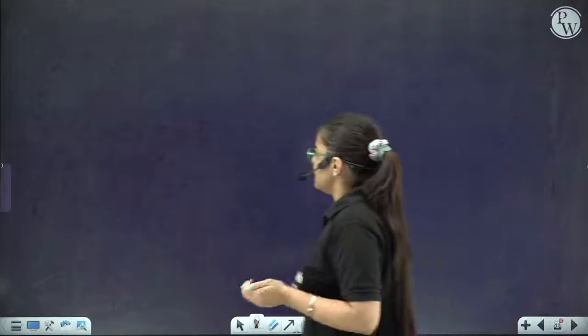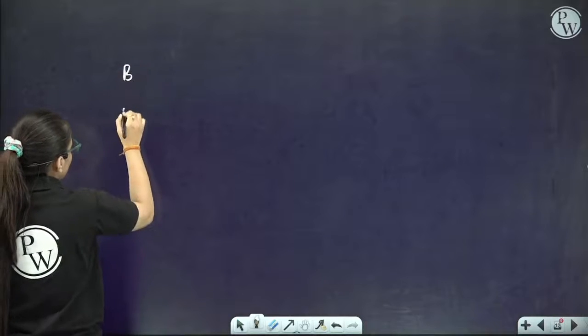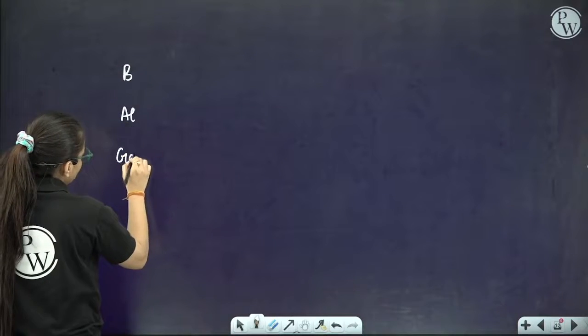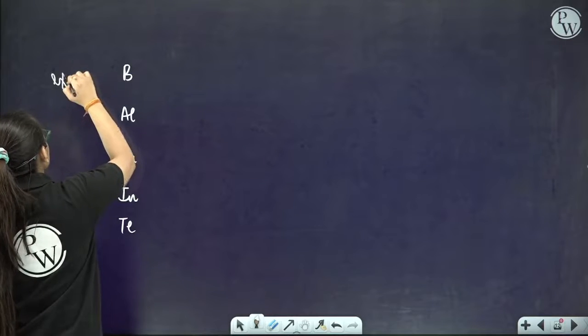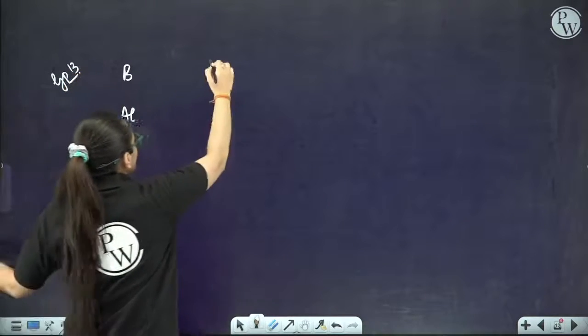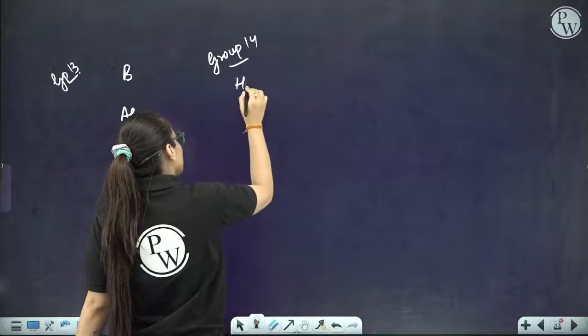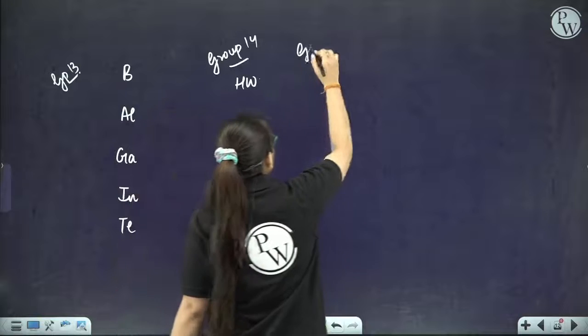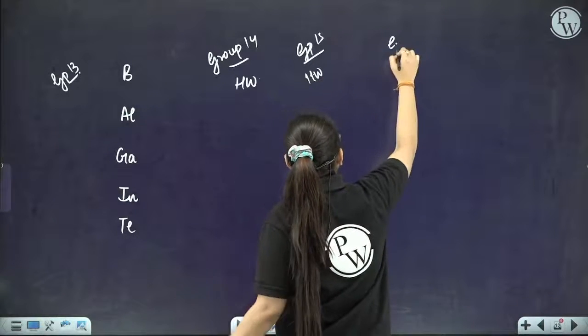See, let us write group number 13: boron, aluminium, gallium, indium, and thallium. I am writing for group number 13. For 14th, you have to write the trend in the homework segment. Then for group 15 also, you have to write in the homework. I will be writing for group number 16.